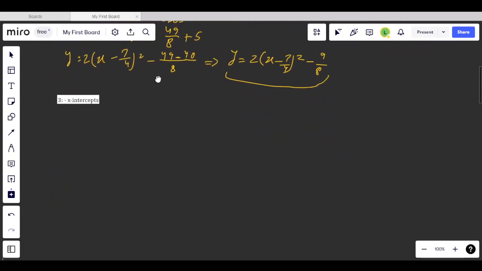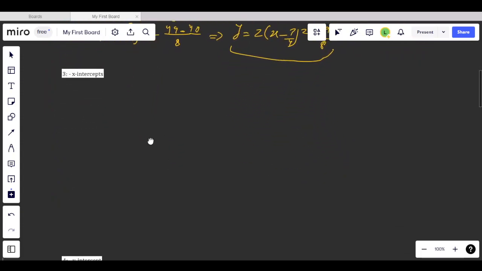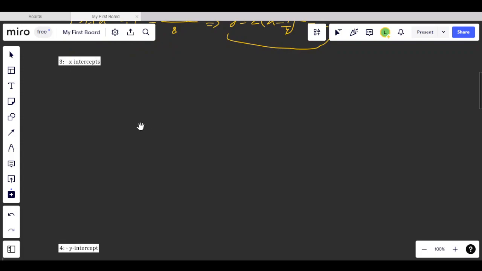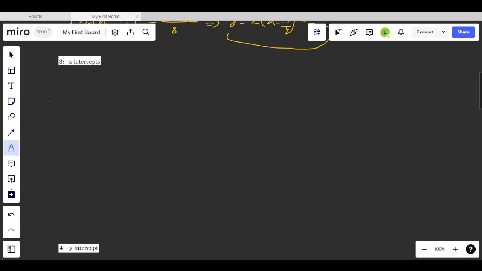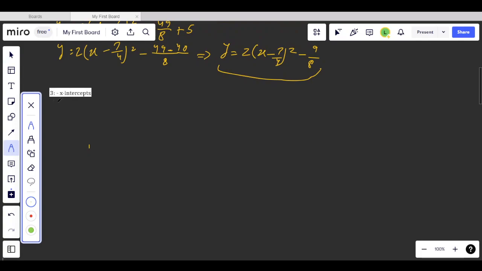Now let's head to the third requirement that we need to find for this question. The third requirement is we need to find the x-intercept. For this we can do it in two ways, so let me show you how.